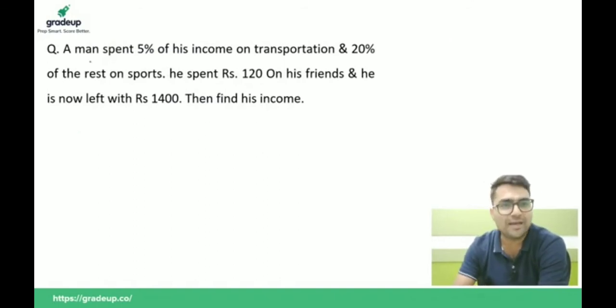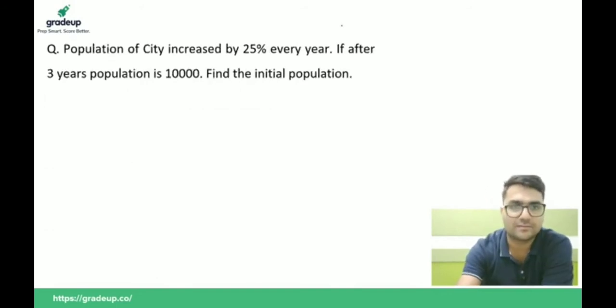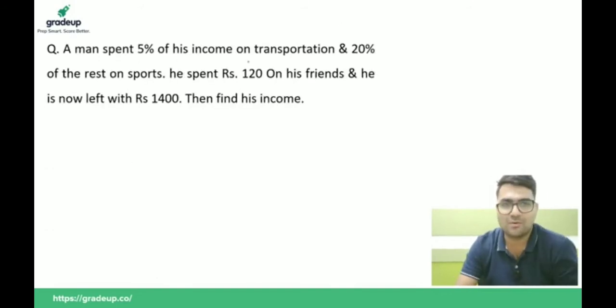A man spent 5% of his income on transportation and 20% of the rest on sports. He spent 120 rupees on his friends and he is now left with 1400 rupees. Then find his income.